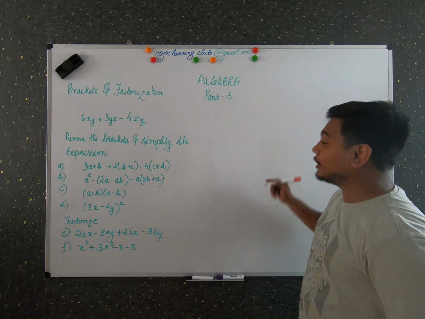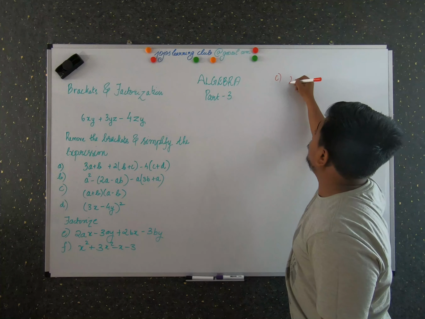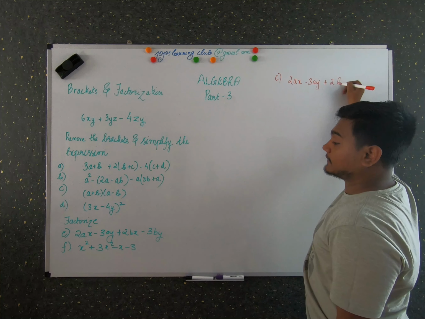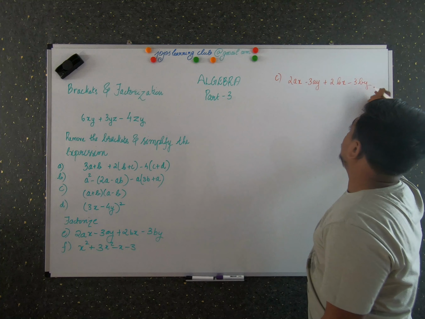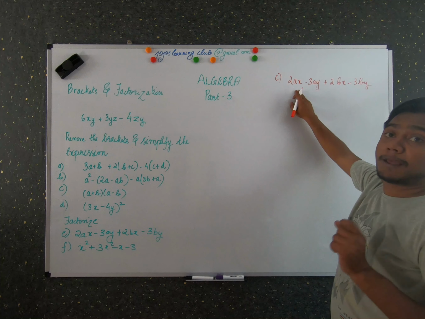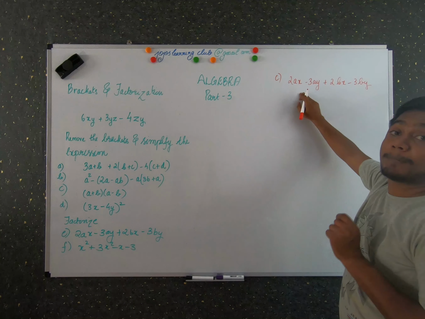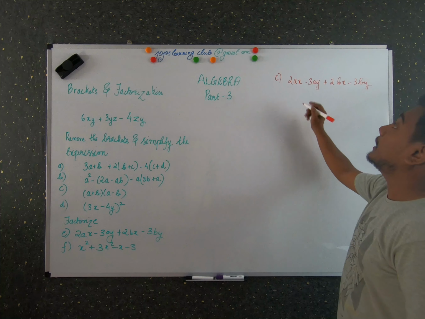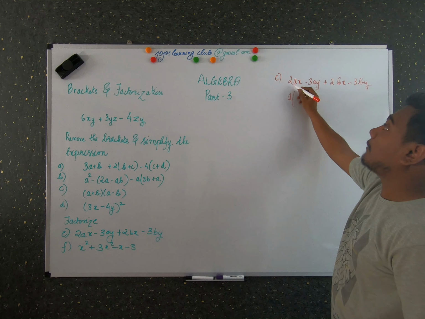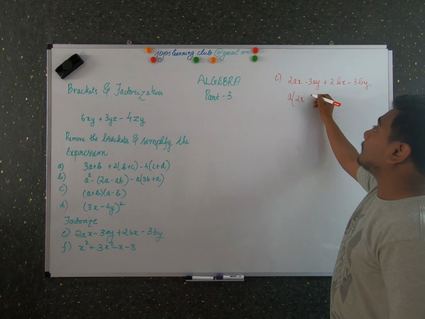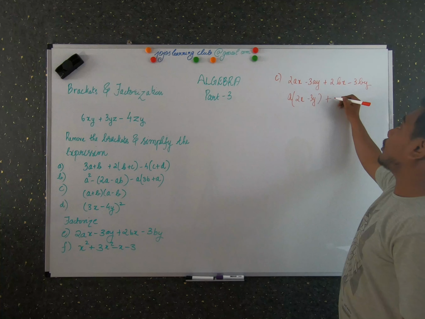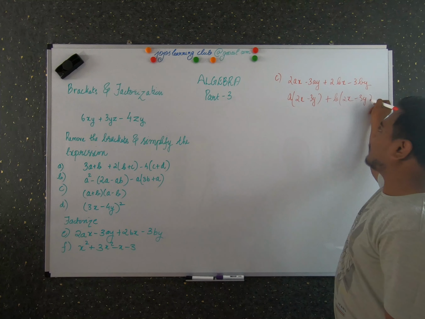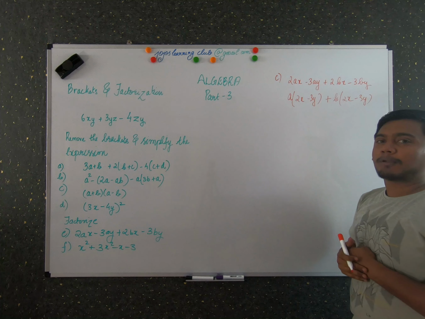So now let's go directly to problem number E. It is 2ax minus 3ay plus 2bx minus 3by. Either you can group together terms with A and terms with B, or terms with X and Y. I'm going to group together the terms with A. So here you have 2x left and here you have minus 3y. Then I'm going to take B from here. So 2x minus 3y. While doing this problem, did you notice something?